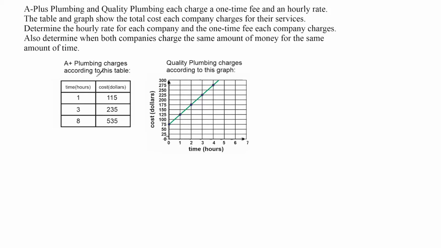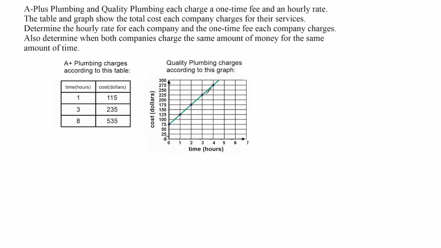All right, so if we take a look at A+ Plumbing right here, their information is given in the format of a table. So for 1 hour of service, A+ Plumbing charges a total of $115. For 3 hours of service, $235, and for 8 hours of service, $535. Now, taking a look at this graph, Quality Plumbing would charge $125 for 1 hour of service. They would charge $175 for 2 hours of service, and the rates continue to go up when more time is spent on fixing the plumbing.